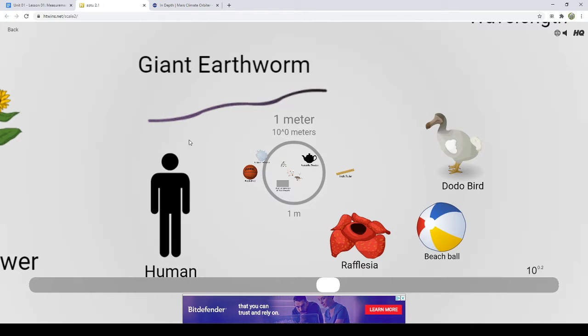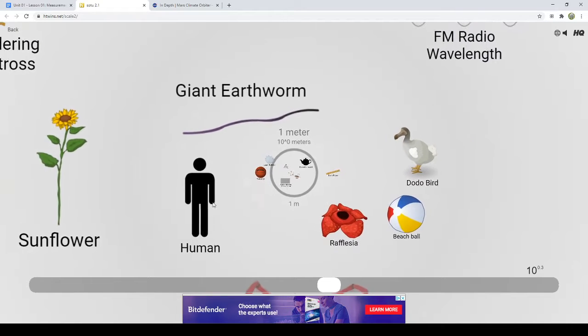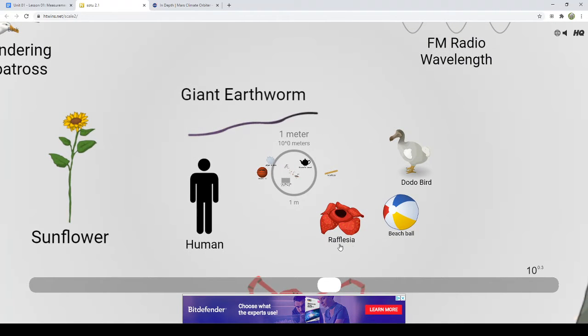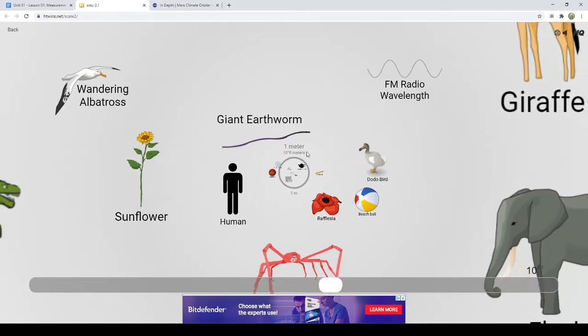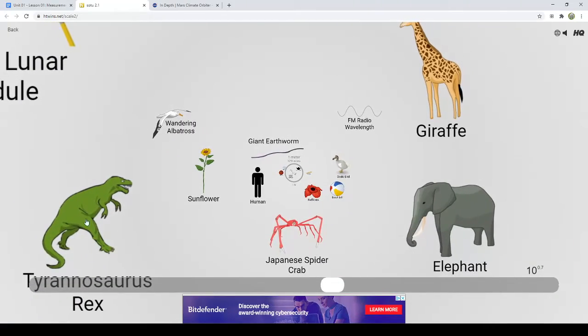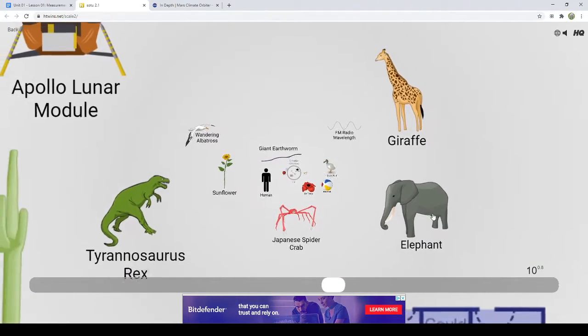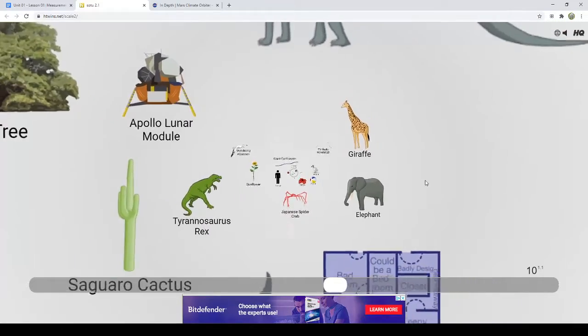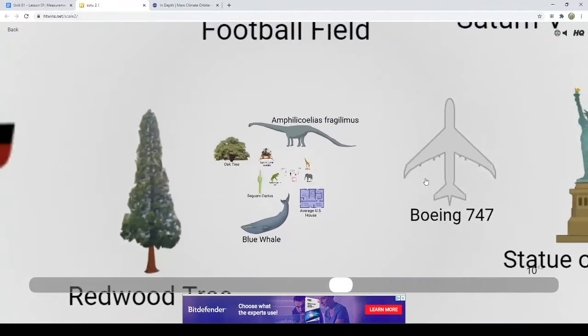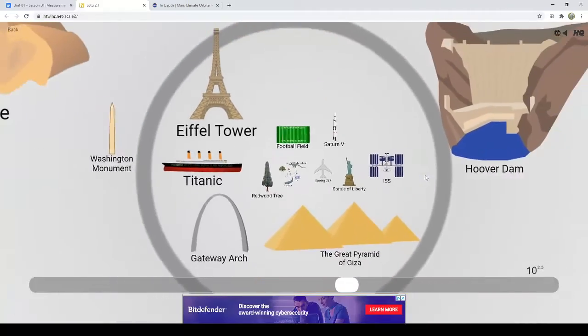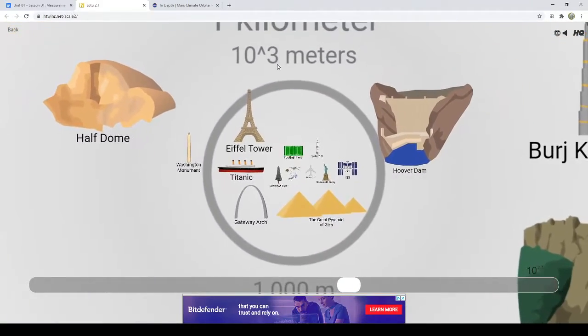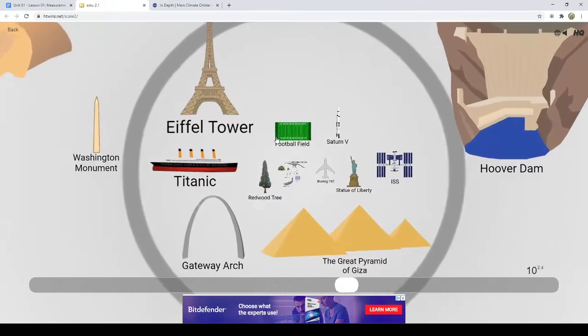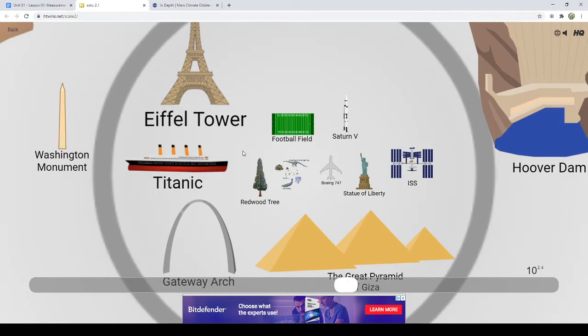A human is usually about 2 meters. A really big sunflower, a little taller, and a gigantic flower called a rafflesia, a little smaller, are all around the size of a meter. Giraffes, elephants, and Tyrannosaurus rexes are much bigger, but we'll still use meters. These are all less than 1,000 meters. 1,000 meters is a kilometer. It's 0.6 miles. I'll come back to all this stuff.